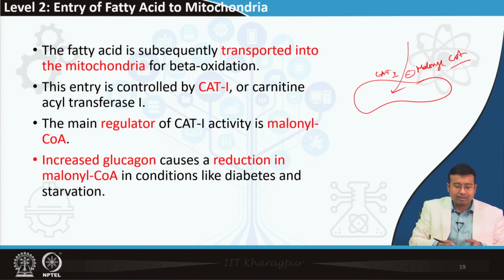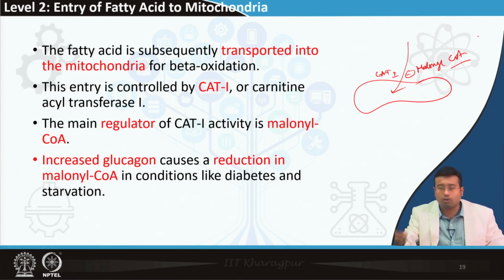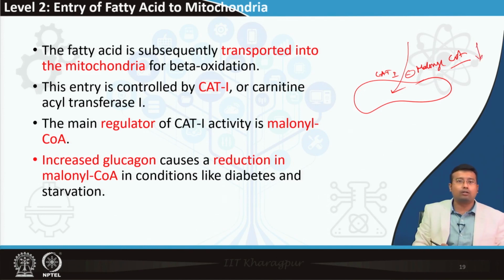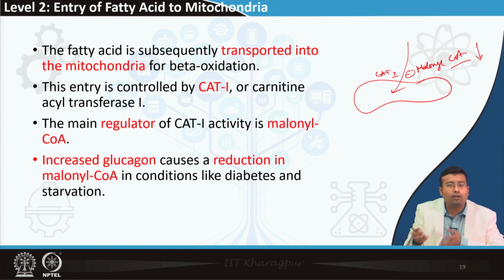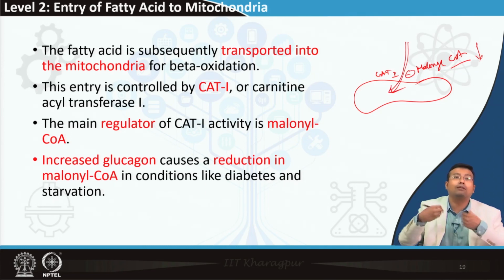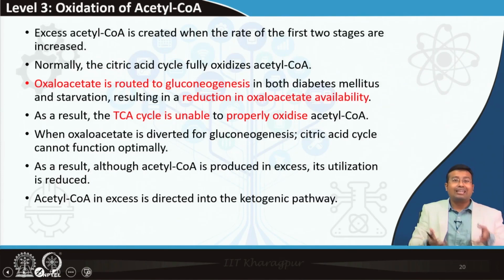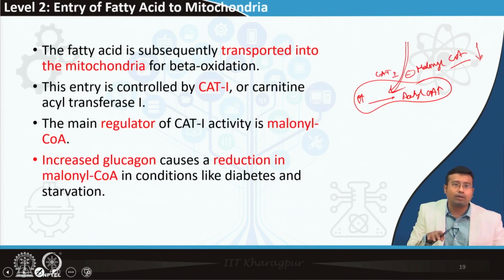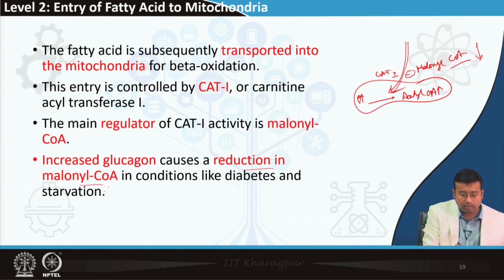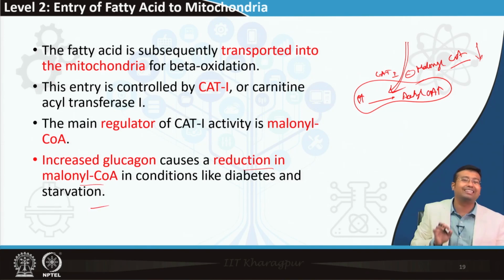Now, what happens? Increased glucagon causes a reduction in malonyl-CoA. The inhibitory effect of malonyl-CoA will be gone and more fatty acid will go inside the mitochondria. It will lead to more and more beta oxidation and more production of acetyl coenzyme A. So this is one level of regulation, again by insulin and glucagon. Increased glucagon occurs in conditions like diabetes and starvation. In normal cases it does not happen.